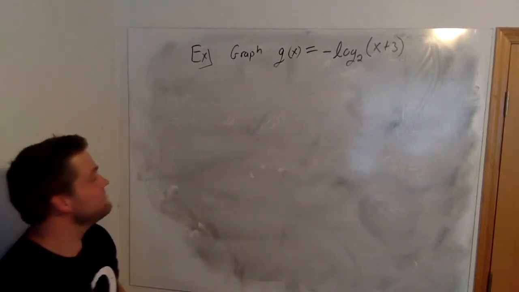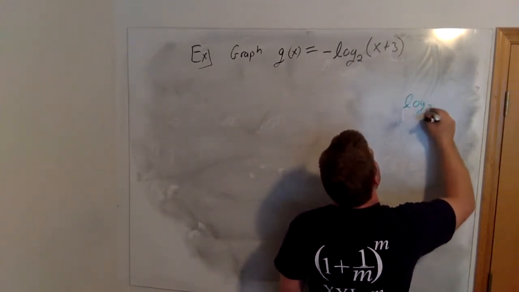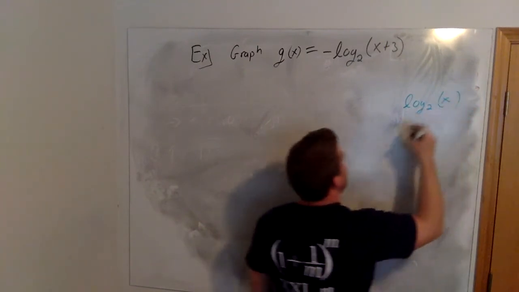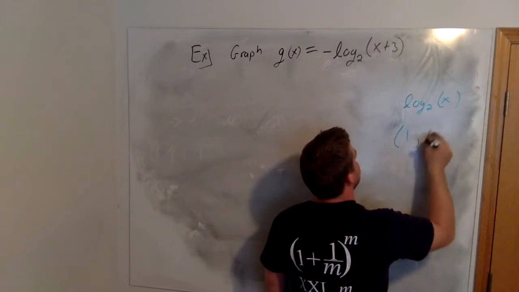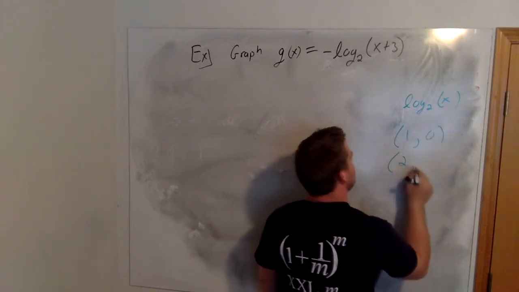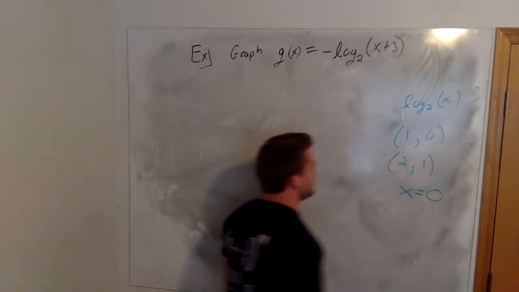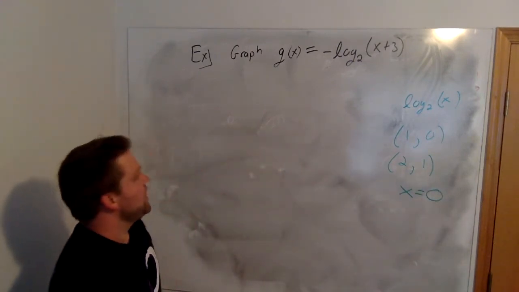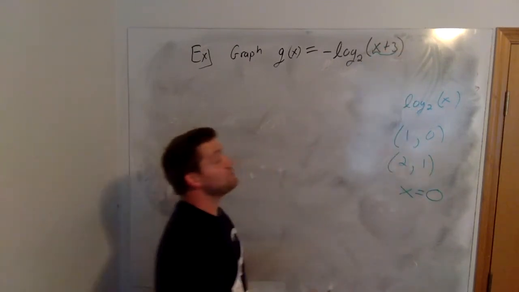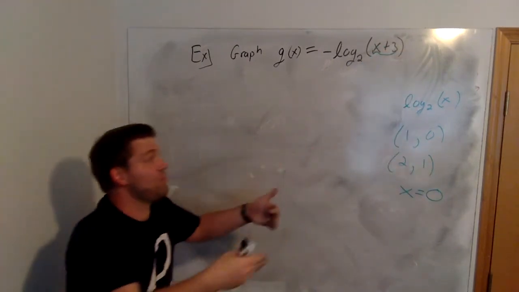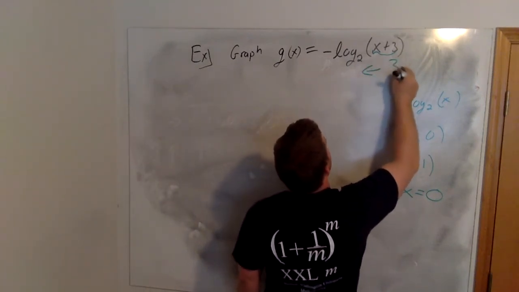Okay, let's do it. So we have log base 2 as our parent function. What are the key points on log base 2? Well, if you plug in 1, you'll get an output of 0. If you plug in 2, you'll get an output of 1, and it has the vertical asymptote x equals 0. Okay, let's see what's happened to it. We've added 3 to the x component, so that's going to shift our graph to the left 3 units.